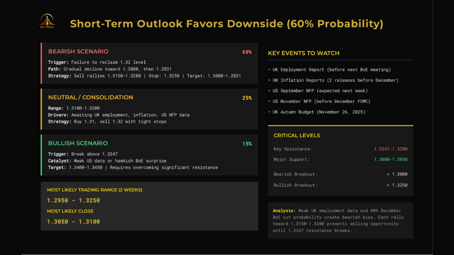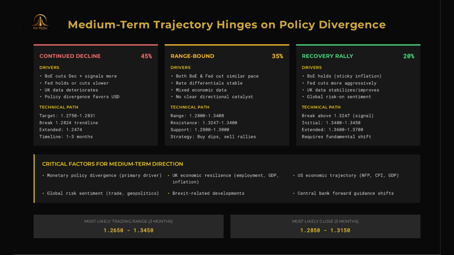Most likely trading range, 1.2950 to 1.3250. Looking 1 to 3 months ahead, we see 3 scenarios. The continued decline scenario carries a 45% probability, driven by BOE cuts in December with signals of more to come, while the Fed holds or cuts slower. This would target 1.2750 to 1.2831, with a potential extended move to 1.2474.